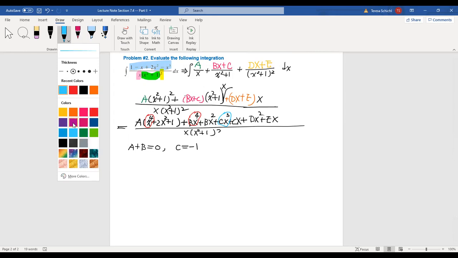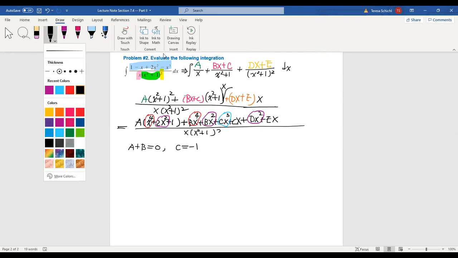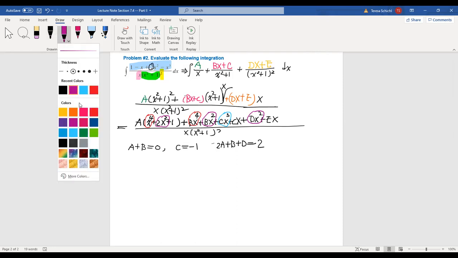Okay, so now let's take a look at x squared. Oh, this term is x squared, and this term is x squared, and then this term is x squared. So when you try to do this type of problem, I would recommend, if you have a color pen like mine, it will be easy. So the coefficients will be 2a plus b plus d is equal to what? The x squared term is 2, so it is equal to 2. Great.